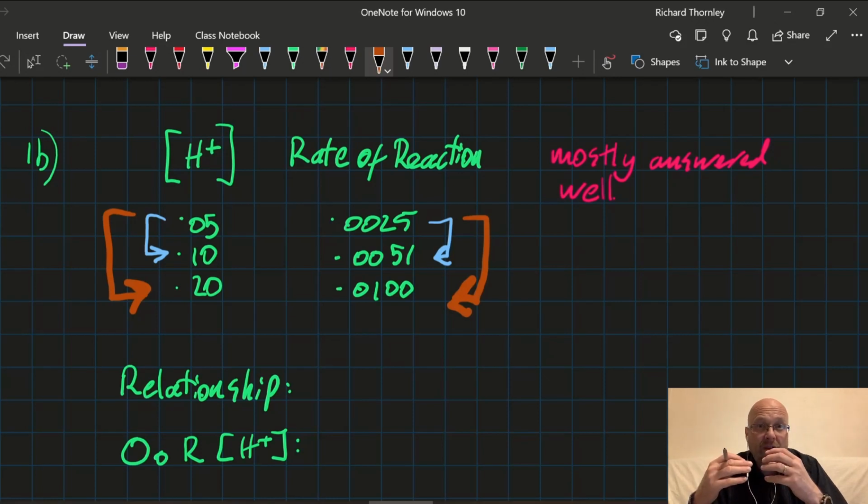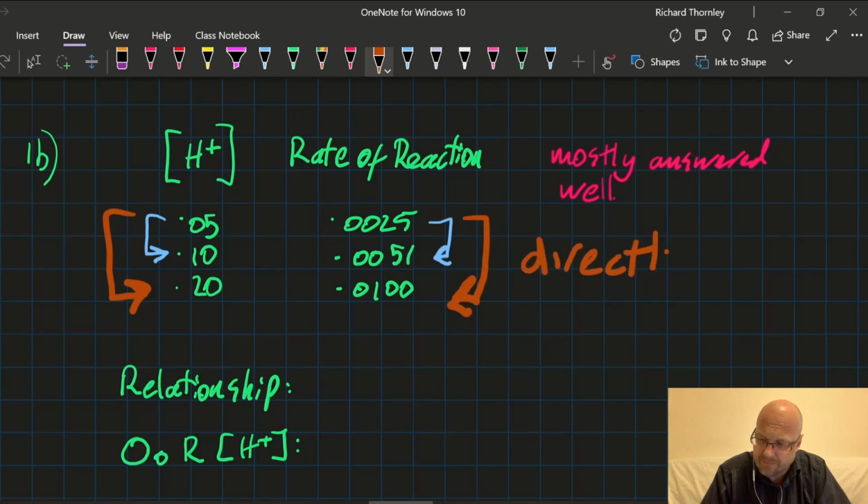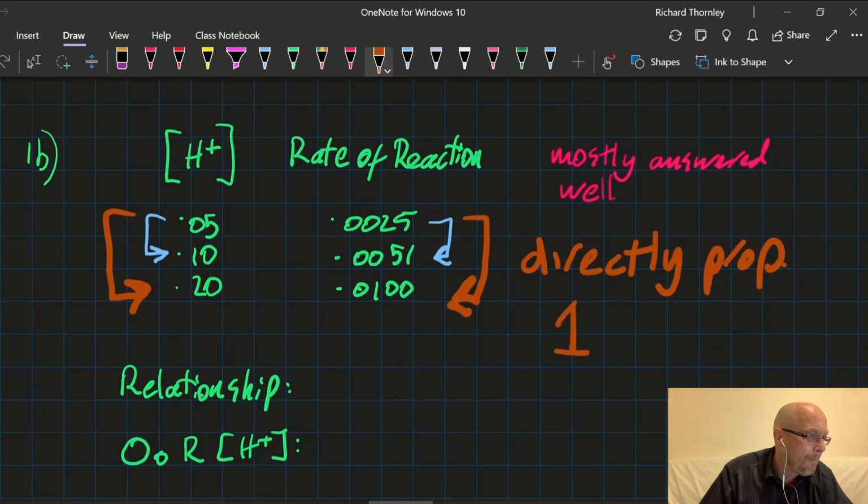And if you double the concentration and the reaction goes up 4 times as fast, and if you triple the concentration, it goes up 9 times as fast. That's order 2, isn't it? So what's the question for me? The relationship, well, it's directly proportional. I double one, the other one doubles. So I would say directly proportional. And the order of reaction is going to be 1. Directly proportional, first order. Well, hopefully they give me 1 for first.